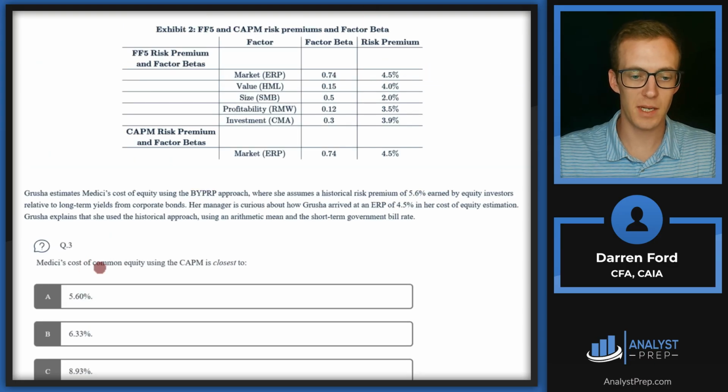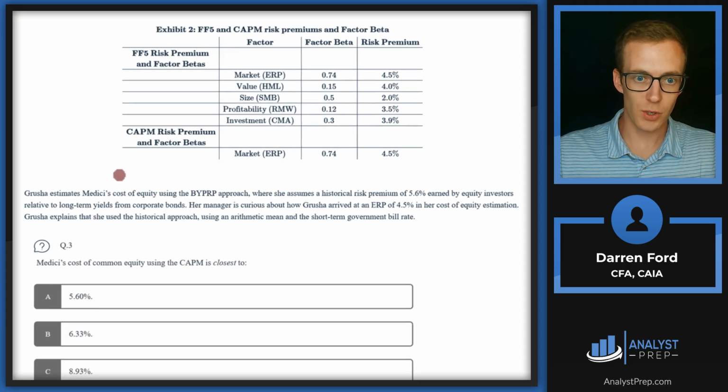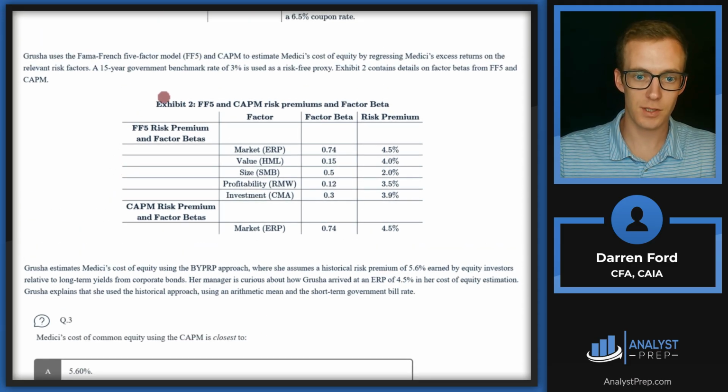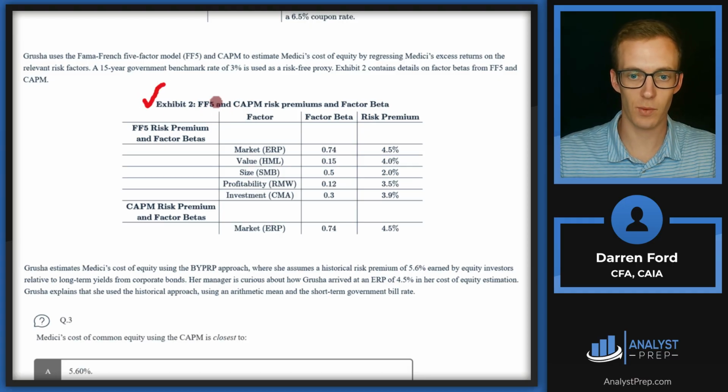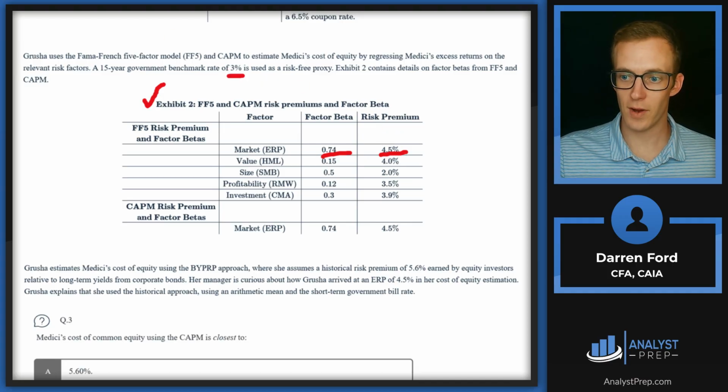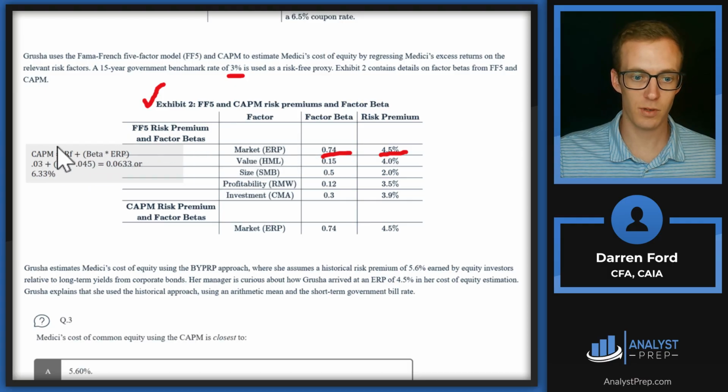Question 3. Medici's cost of common equity using CAPM is closest to. So we don't need to read any further from this. After the last question, we got to Exhibit 2, which has all the information that we're going to need. So for the CAPM, that formula is going to be our risk-free rate plus our market beta multiplied by the equity risk premium, which is essentially market return minus the risk-free rate. And so we are given all those variables, which makes this calculation pretty straightforward.